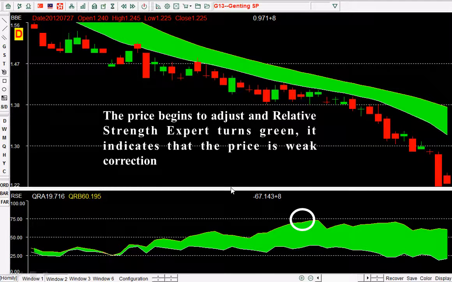The price begins to adjust and the relative strength expert turns to green. It indicates that the price is a weak correction. Okay, so you can see this is the green band, and here it turns to green. Okay, so this is the weak correction.